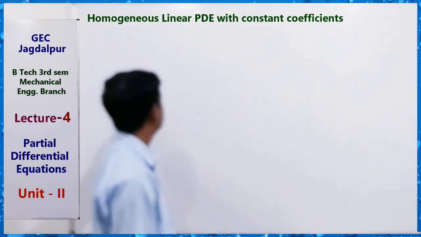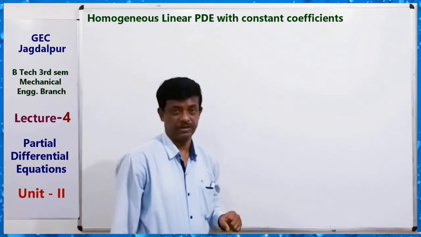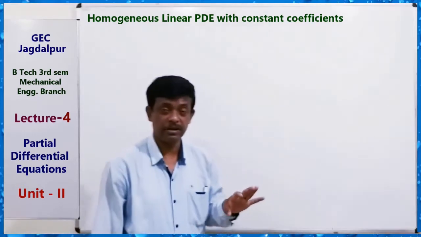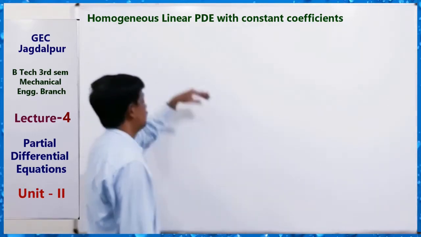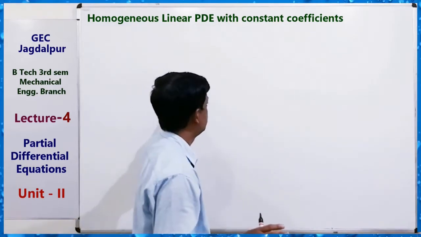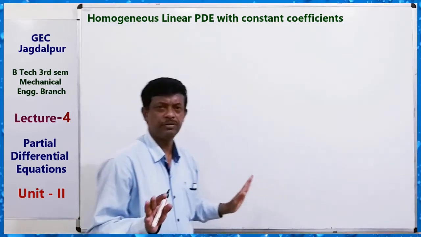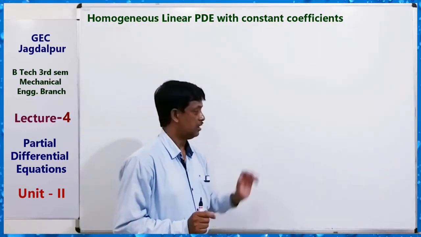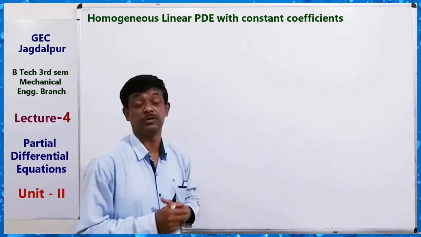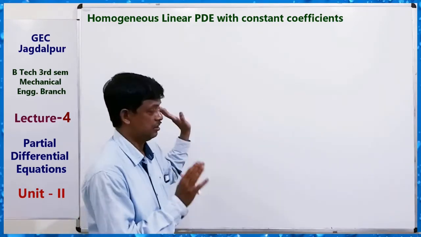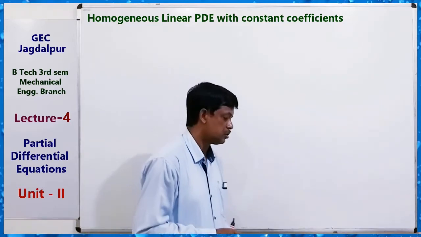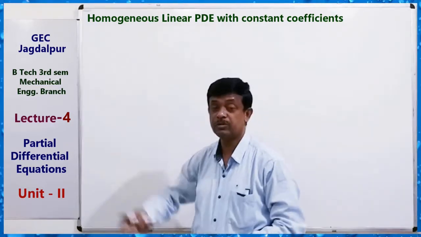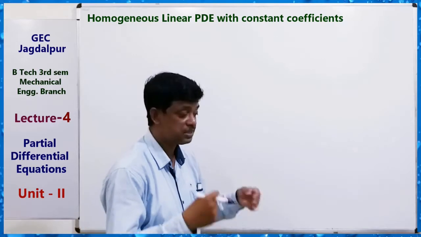Now linear equations of nth order. Linear partial differential equations of higher order are of two types: homogeneous linear partial differential equations and non-homogeneous linear partial differential equations of higher order, nth order, with constant coefficients. So now our topic is homogeneous linear partial differential equations with constant coefficients of higher order, meaning nth order.